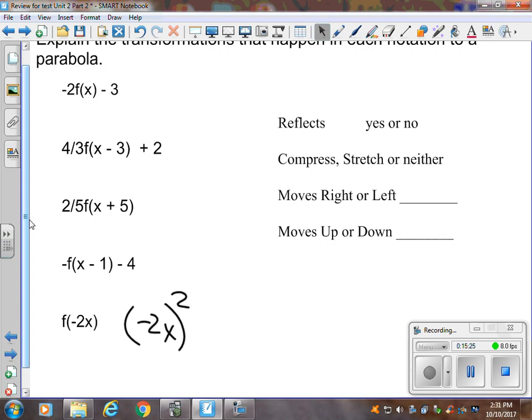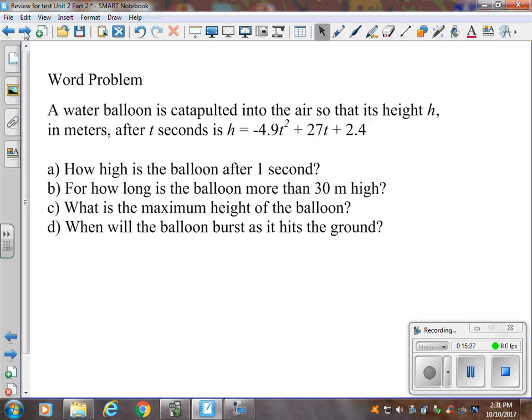All right, the last thing I have for you, I have 4 word problems in here, a little variety. I have one word problem where it asks you, like, how high was it in 1 second? How long did it take to get more than 30 meters high? What's the maximum? When did it hit the ground? Anything there sound unfamiliar? Let's see.